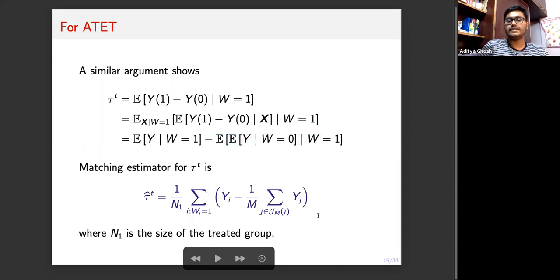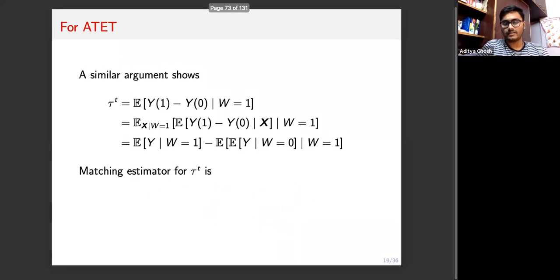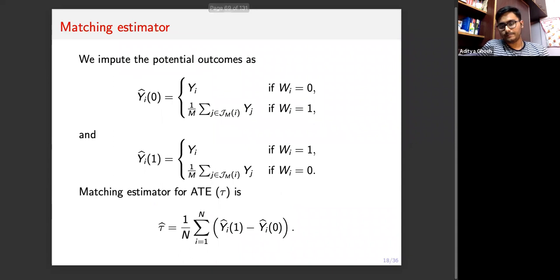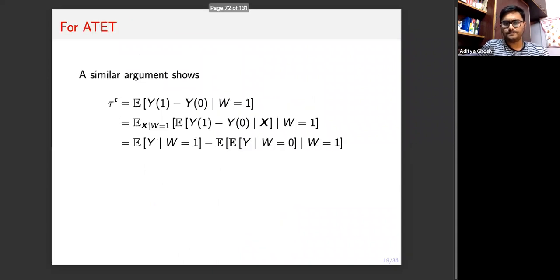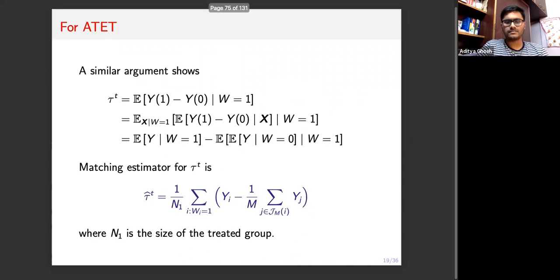So this is really intuitive, and these are the two estimators that we will talk about in the second part of the talk. We'll consider the large sample properties of these two estimators. One is this, and the other one is this one. Okay, any questions till now? Should I proceed? Okay, let me proceed.